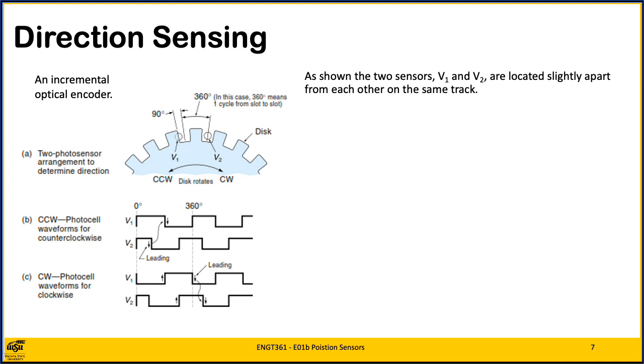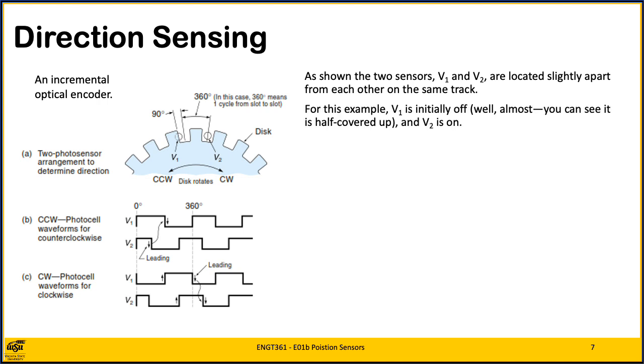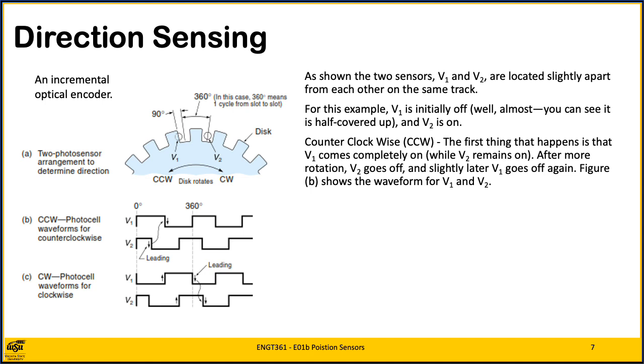As shown, the two sensors, V1 and V2, are located slightly apart from each other on the same track. For this example, V1 is initially off, well, almost, you can see it's half covered up, and V2 is on. Now, imagine that the disk starts to rotate counterclockwise, or CCW. The first thing that happens is that V1 comes completely on, while V2 remains on. After more rotation, V2 goes off, and slightly later, V1 goes off again. Figure 6.13b shows the waveform V1 and V2.